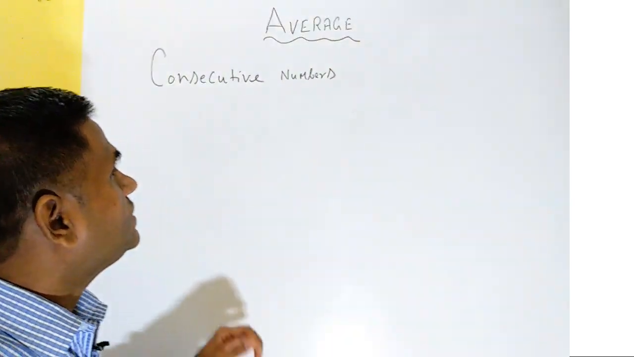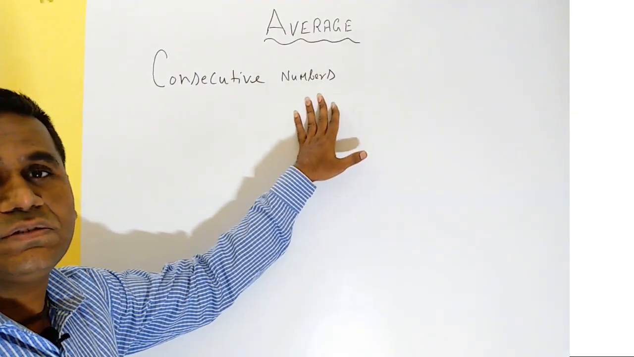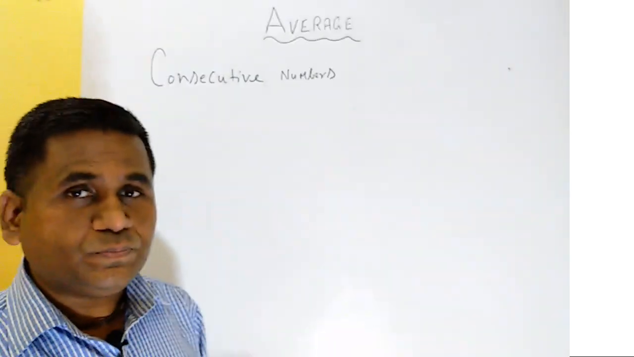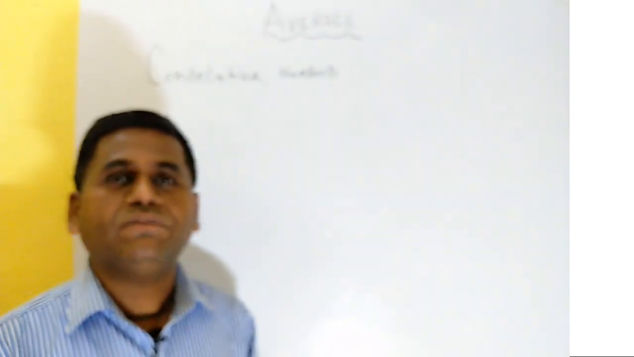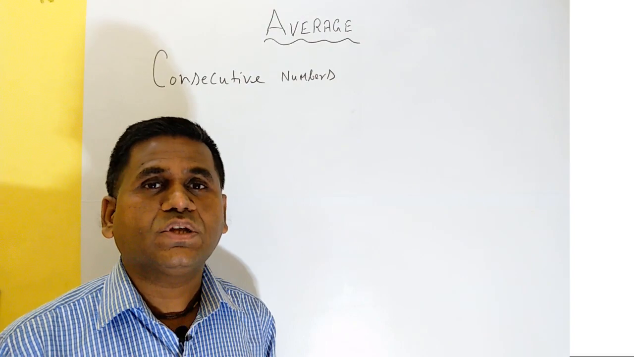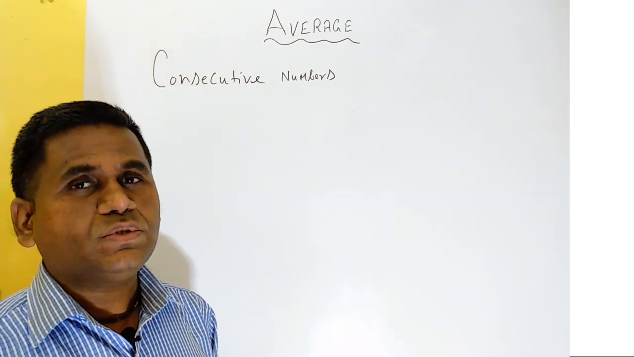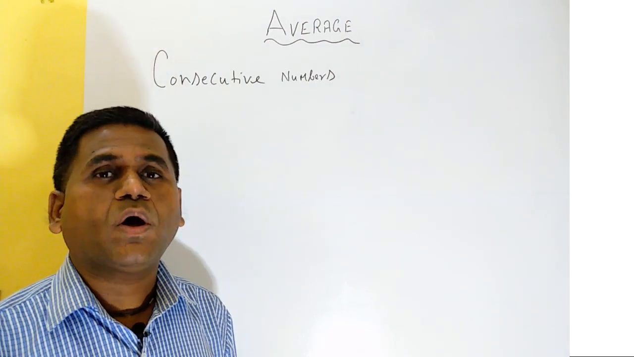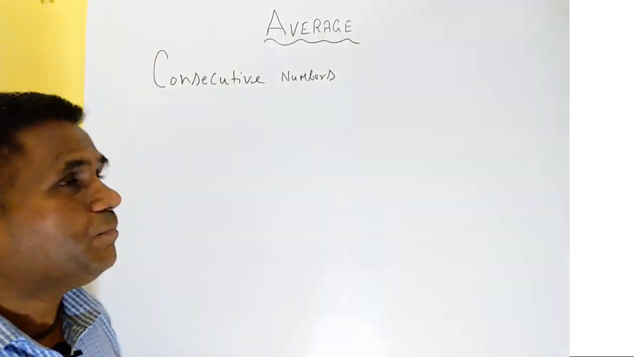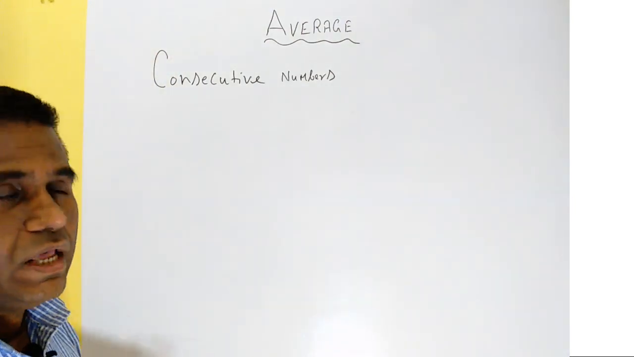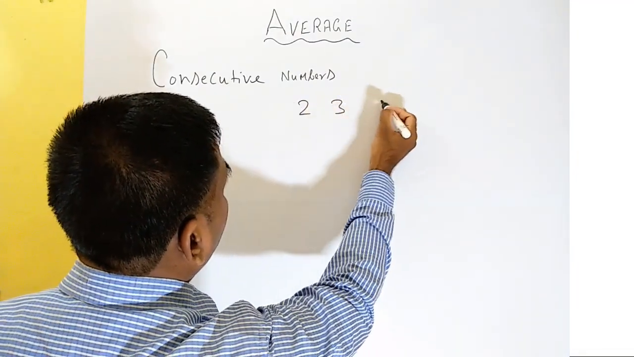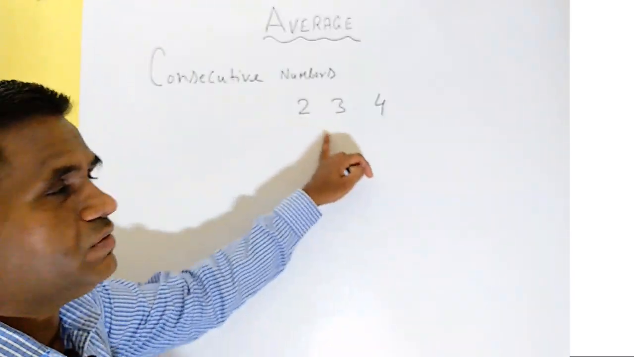Okay, so you can see here friends, we are going to discuss first average for the consecutive numbers. So let us discuss this, then we will be solving some problems using this concept. Consecutive numbers, I'll take some examples here. Suppose you have to calculate the average of 2, 3, 4, these are the consecutive numbers.